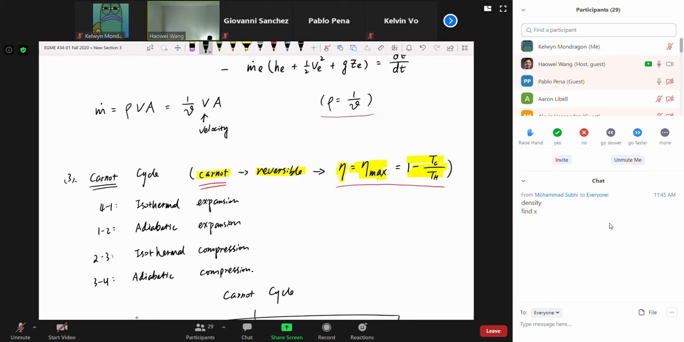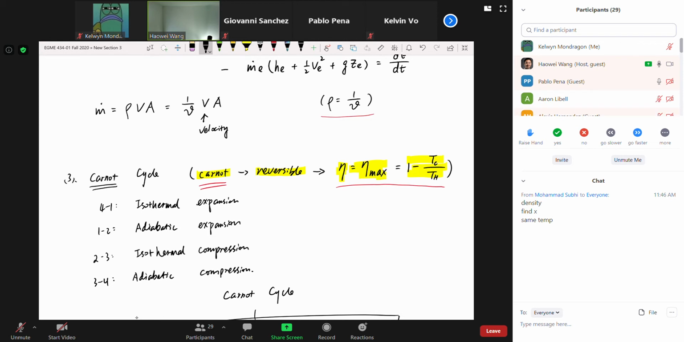We have 4 steps. You can just think of the 4 strokes in an engine. So process 4-1 is called isothermal expansion. What does isothermal mean? Iso means the same. Isothermal means same temperature, constant temperature.